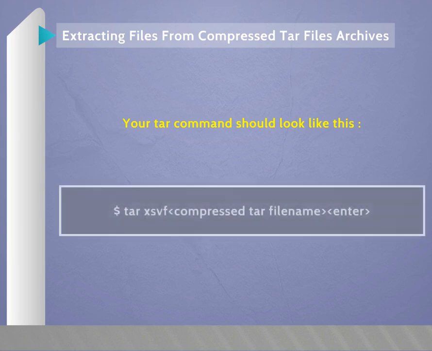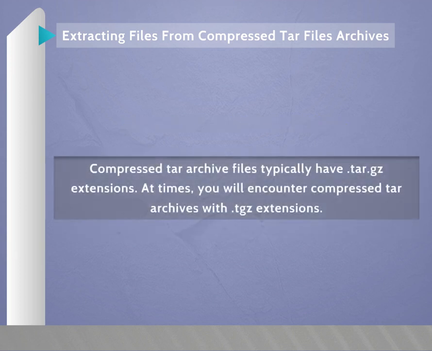Your tar command should look like this: $tar xzvf compressed tar file name, enter. Compressed tar archive files typically have .tar.gz extensions. At times, you will encounter compressed tar archives with .tgz extensions.